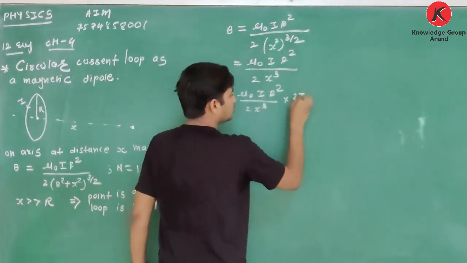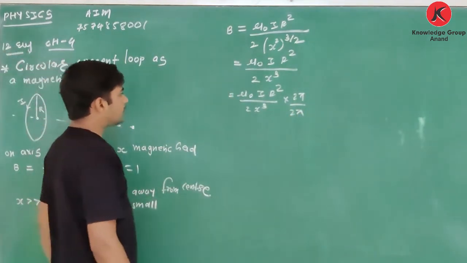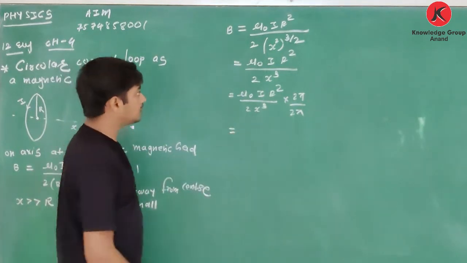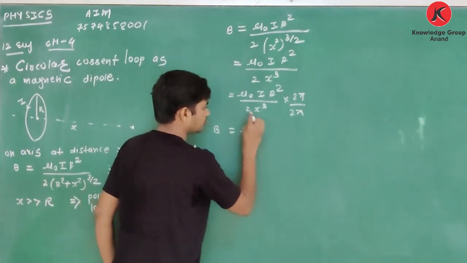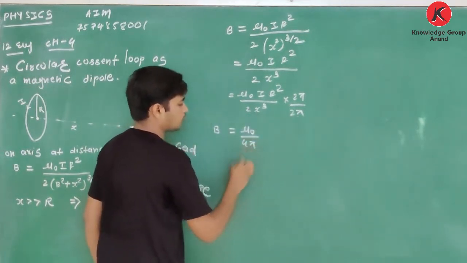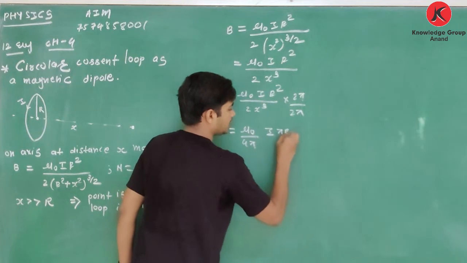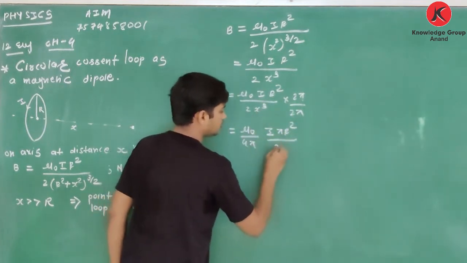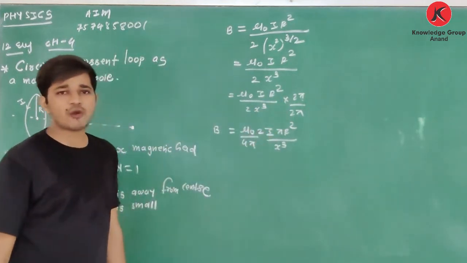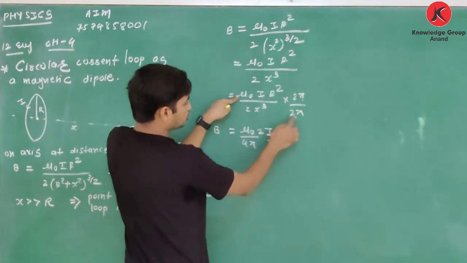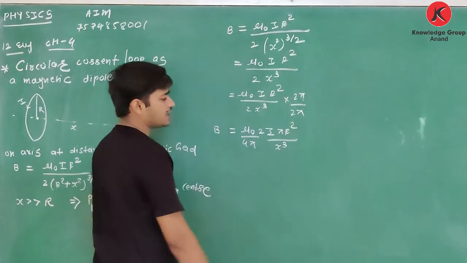Now see what I will do here. B is equal to mu 0 I r square divided by 2 x cube. I am multiplying by 2 and dividing by 2. Clear about this? Now I will rearrange this equation as B is equal to mu 0 upon 4 pi, 2 into I pi r square, divided by x cube.